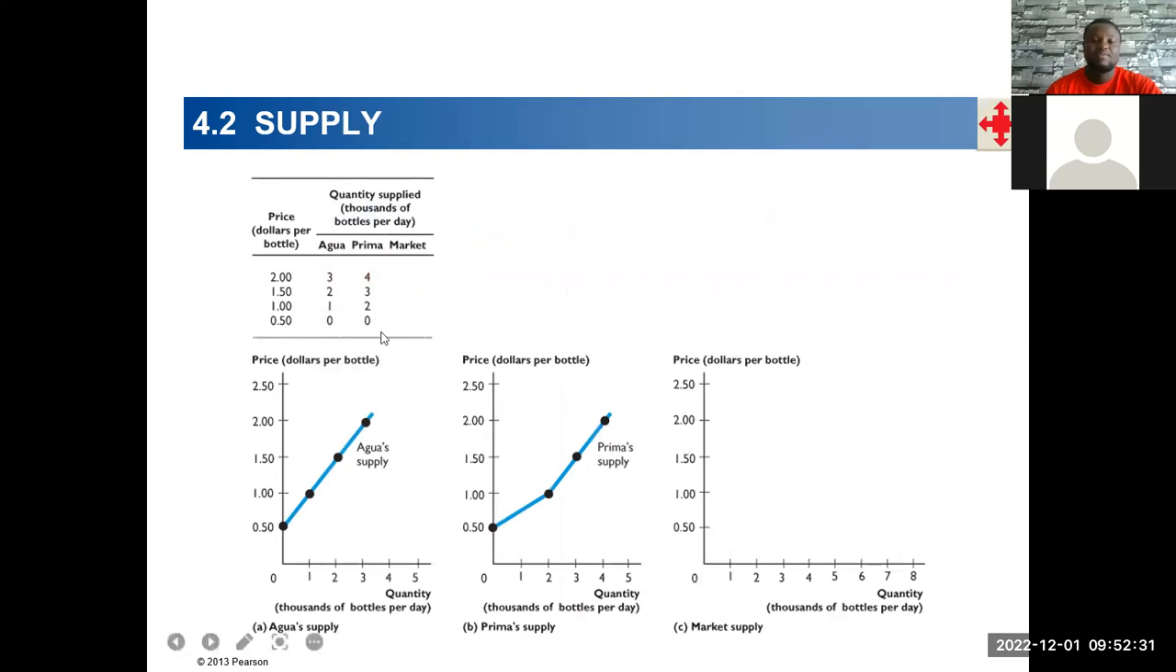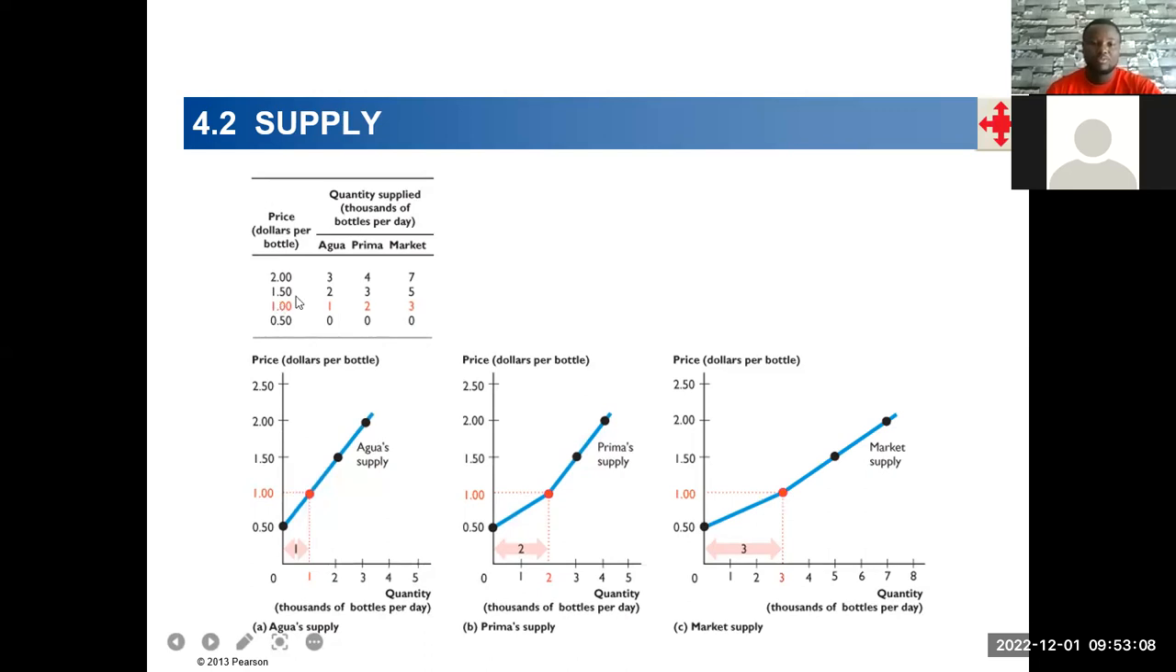So just like we did for Tina and then Tim, this is for Agua and then Prima. This is the supply curve for Agua, this is the supply curve for Prima, and these are their schedules. So when you go to the market, the first price was 2. When the price is 2, you combine the quantity for both Agua and Prima. So that would be what? It's 7, right? When we add 3 and 4, we get 7. So when the price is 2, the market supply was 7.